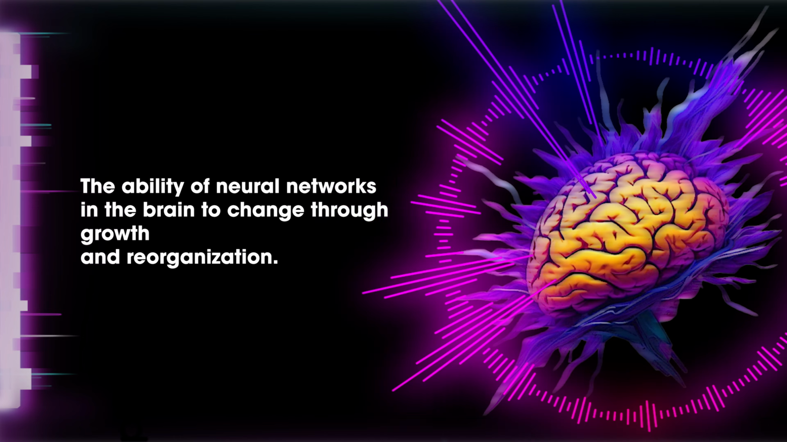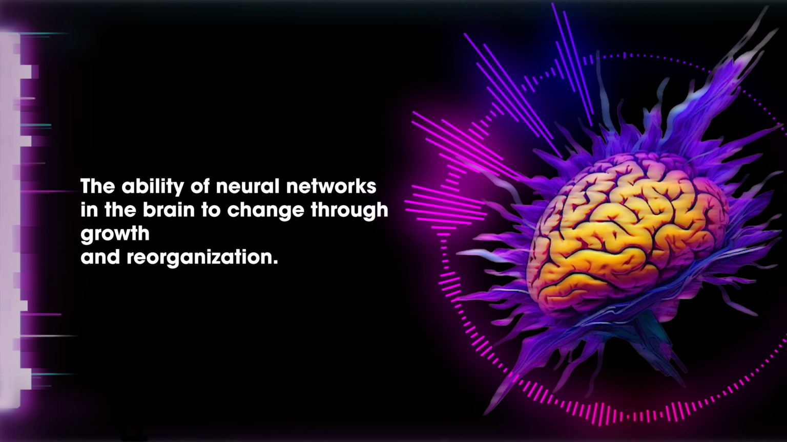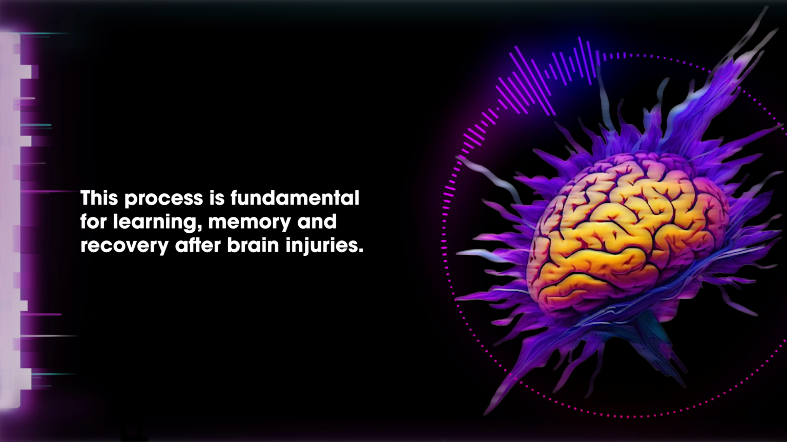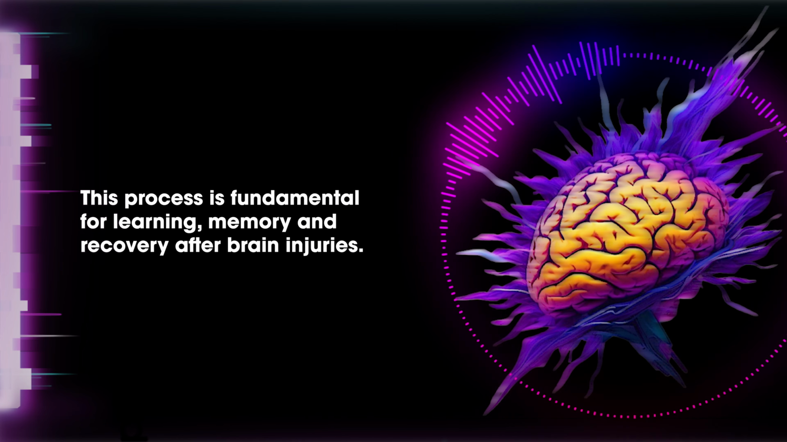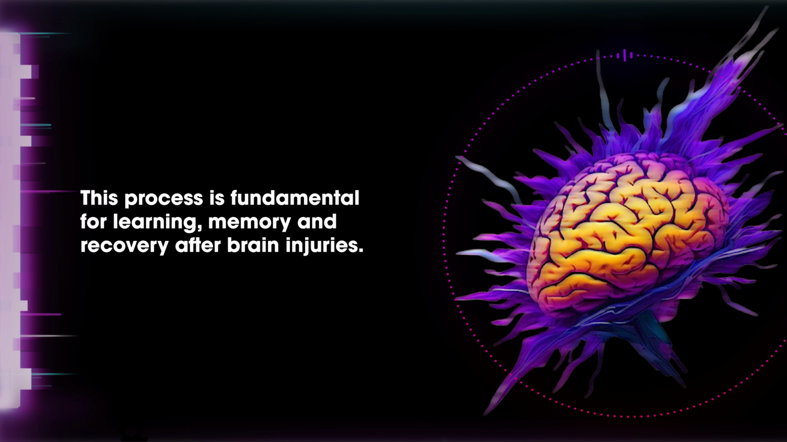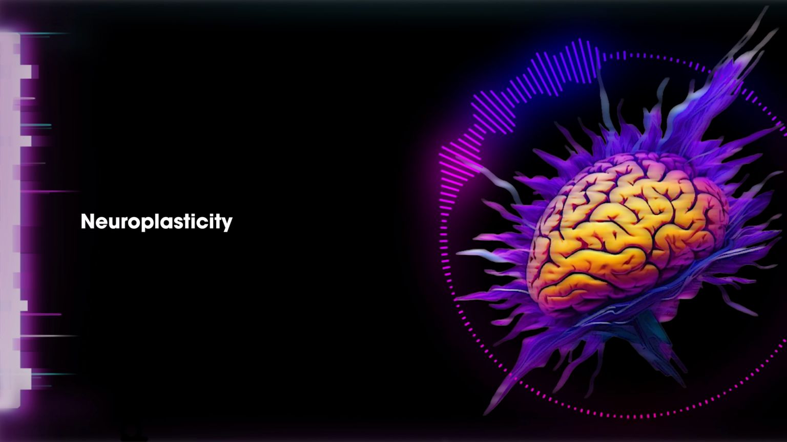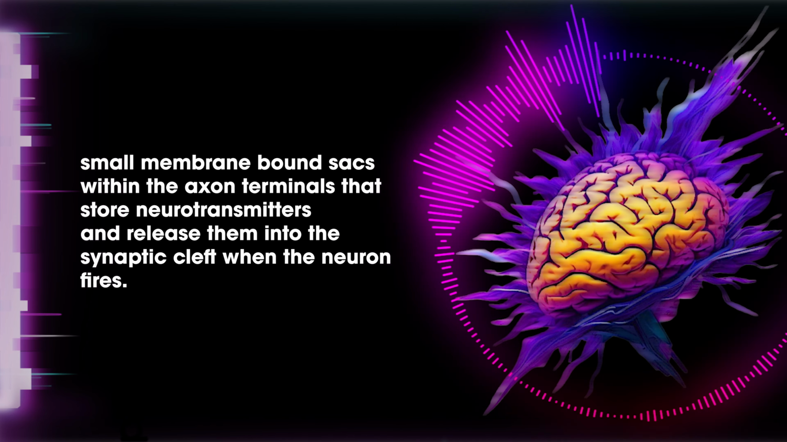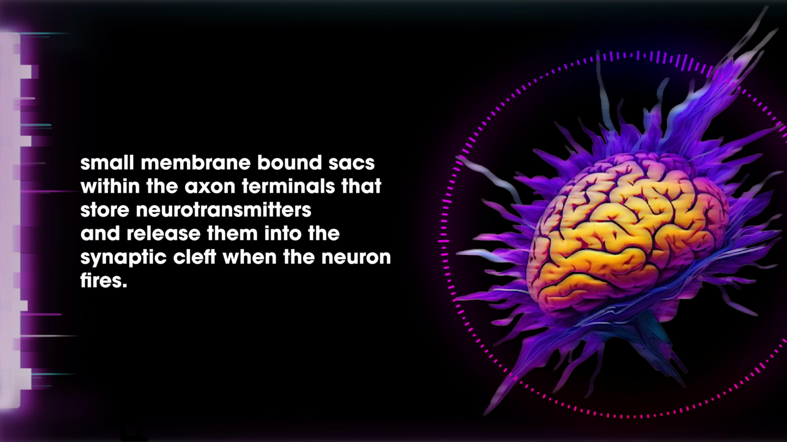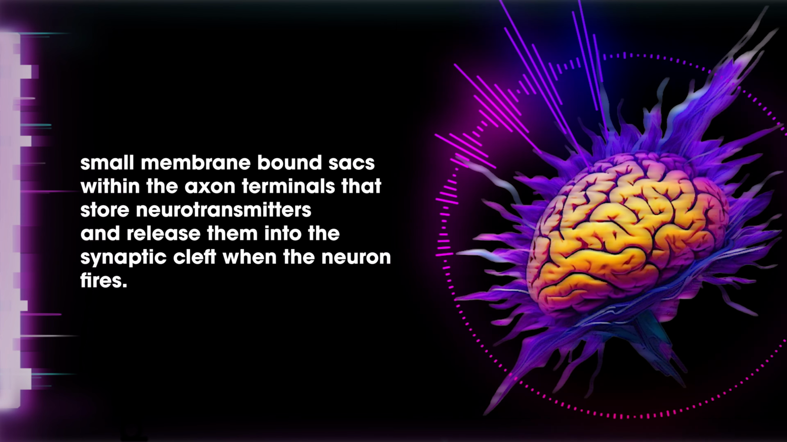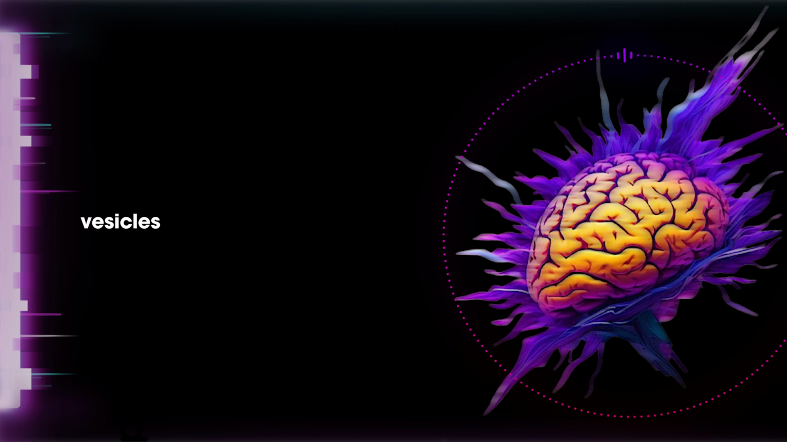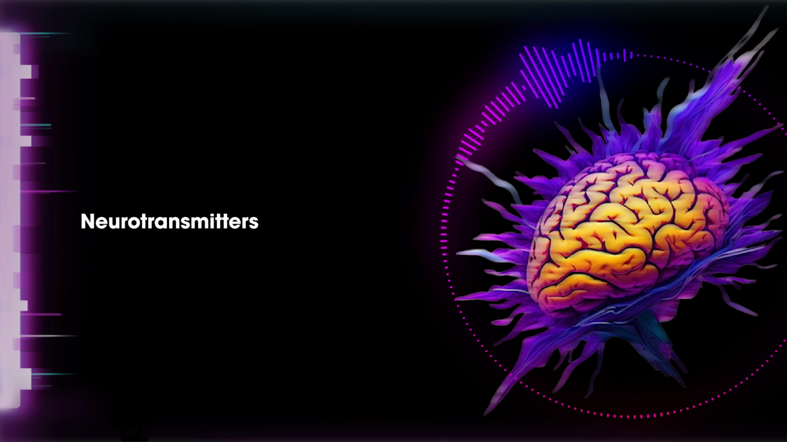The ability of neural networks in the brain to change through growth and reorganization. This process is fundamental for learning, memory, and recovery after brain injuries. Neuroplasticity. Small membrane-bound sacs within the axon terminals that store neurotransmitters and release them into the synaptic cleft when the neuron fires. Vesicles. Neurotransmitters.